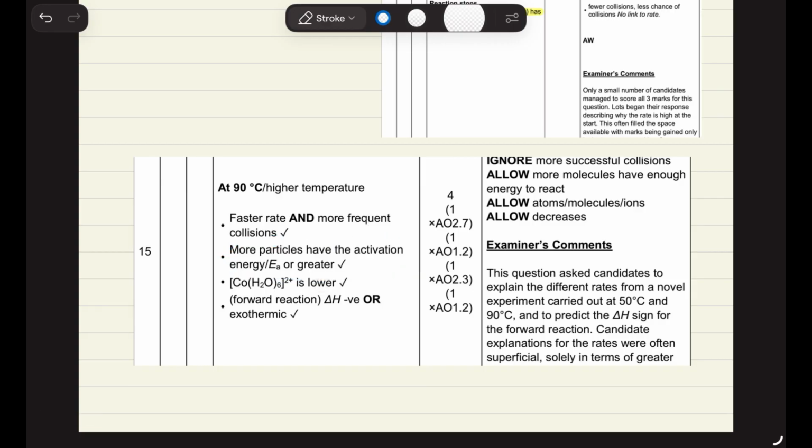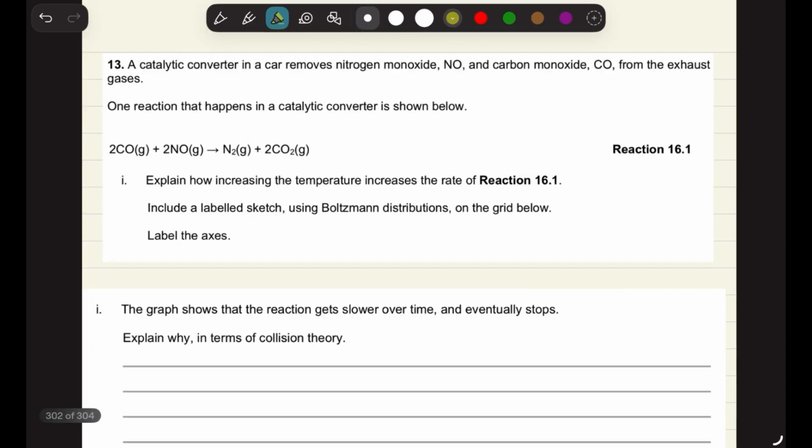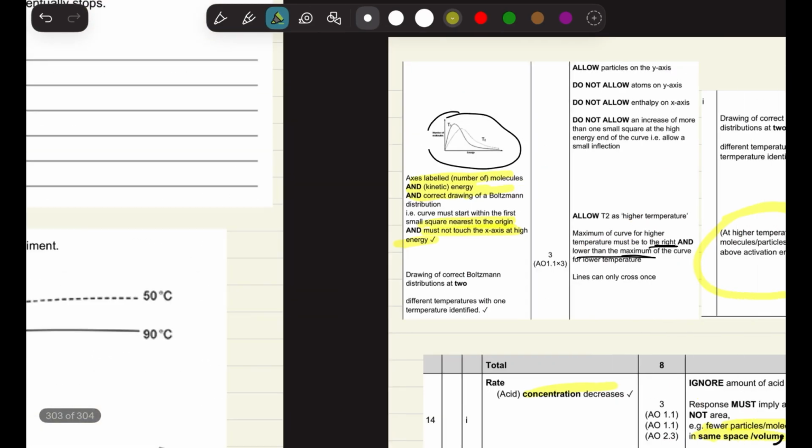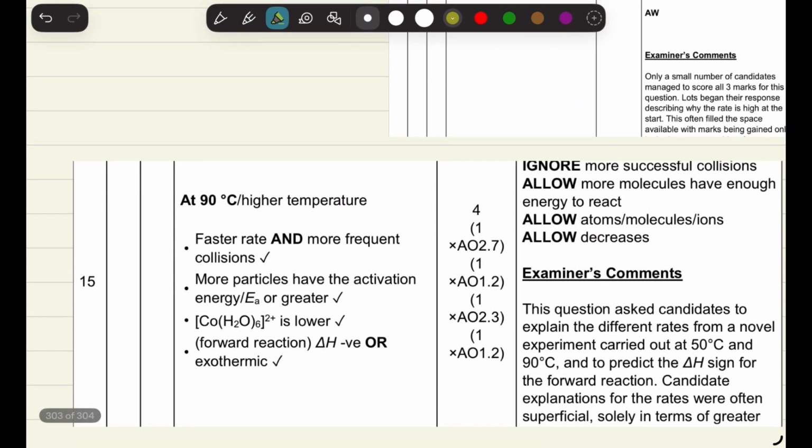But yeah, for this question, they asked you to explain the difference in the initial rate and predict the sign. So you can see here, at higher temperature, you'd expect particles have more kinetic energy. So they're going to collide more often, more frequent collisions. So we had a faster rate. More particles have or exceed the activation energy, which is why the rate is going faster, right? Don't worry about this part because I didn't give you enough to do this bullet point.